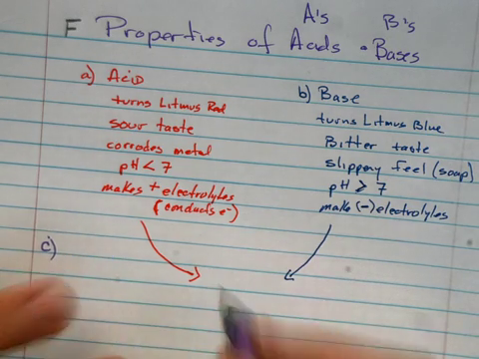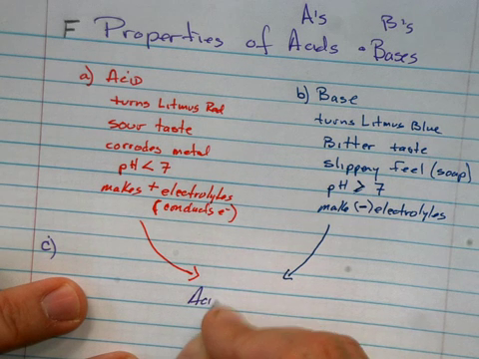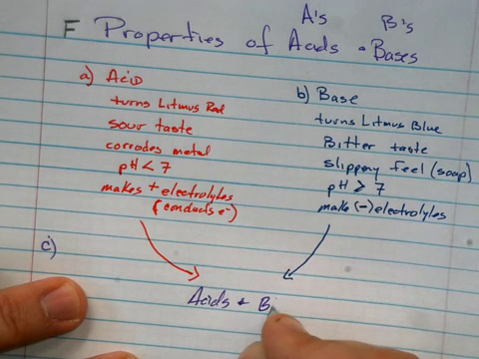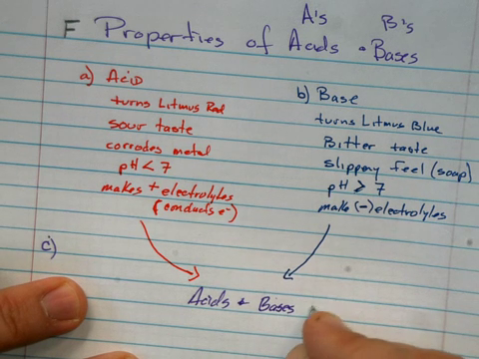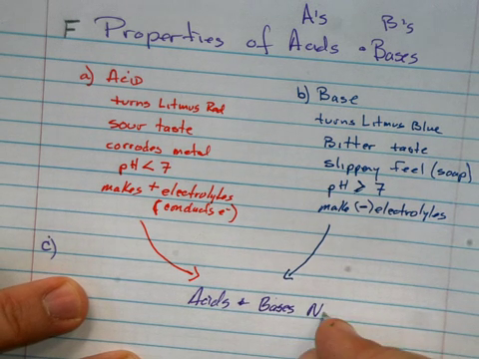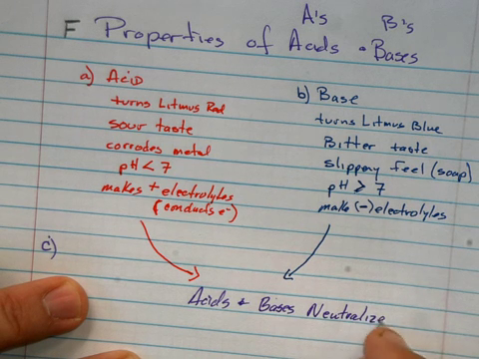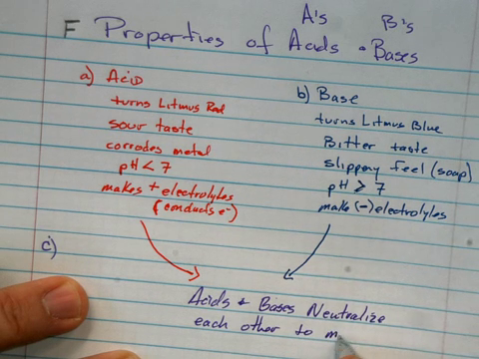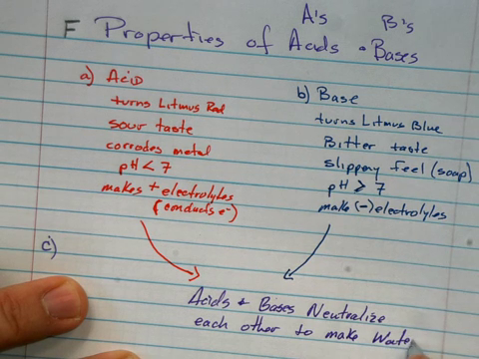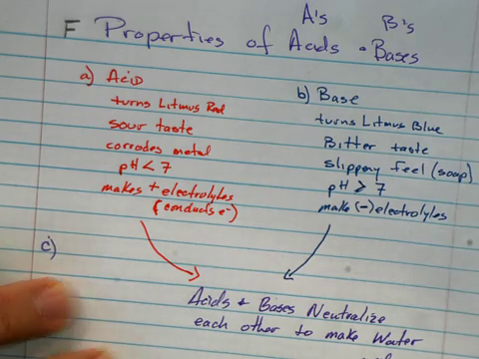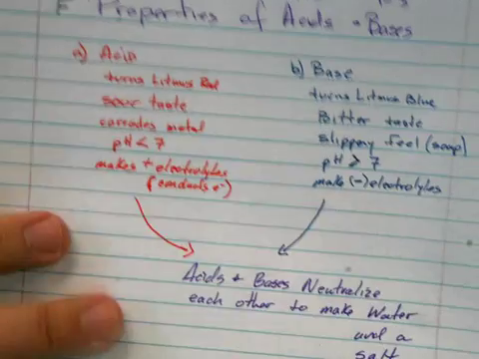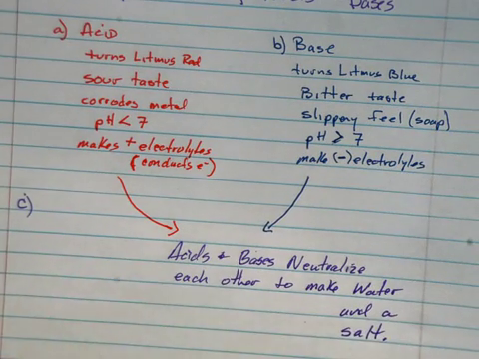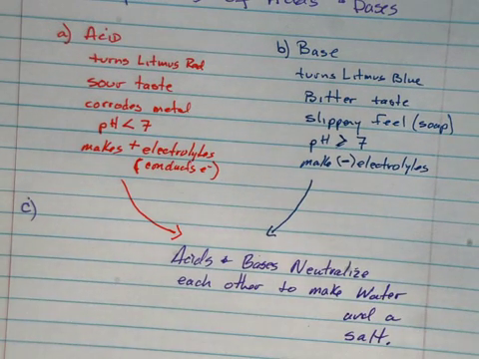So, let's see. Acids and bases neutralize. Oh, I'm going to make sure I spell neutralize right, N-E-U-T. Neutralize each other to make water and a salt. So acids and bases neutralize. Oh, sorry about that. They neutralize each other, forming a salt and water. It's called a neutralization reaction.